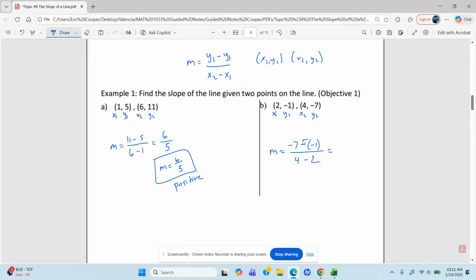We could simplify a little bit of this because we know that when we have two negatives, they become a positive. So this is really negative 7 plus 1 over 4 minus 2. Negative 7 plus 1 is negative 6. 4 minus 2 is 2. Negative 6 divided by 2 gives us a slope of negative 3. This would be known as a negative slope because the slope comes out to be a negative number.